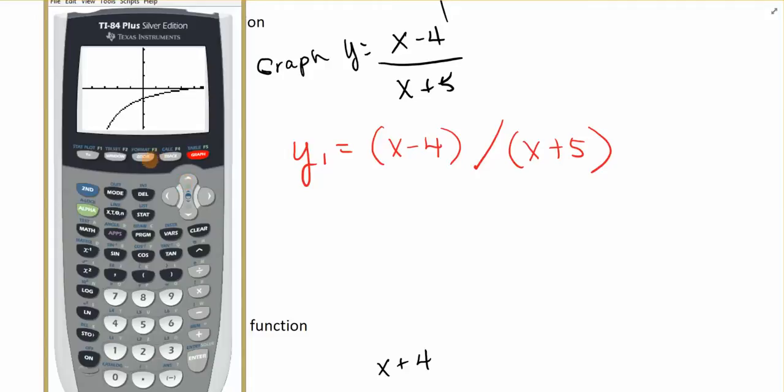I think I'm going to go back to a zoom 6 and let's see if we can get a better window. There we go. Do you get those two pieces?